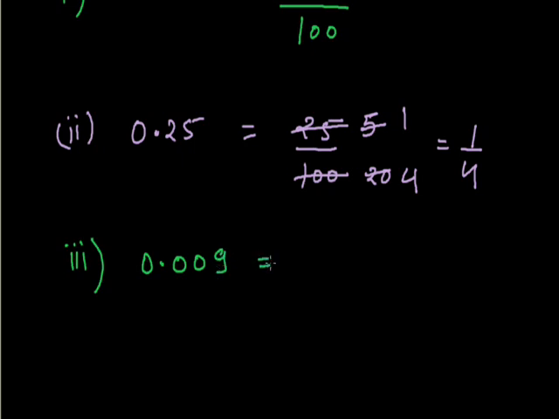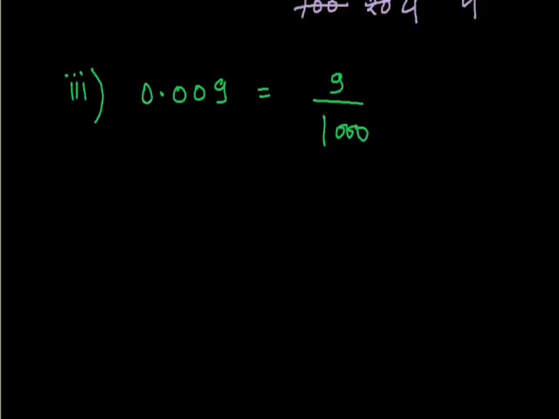Now if I have to represent 0.009, I will write 9, that is the number, and how many decimal places do I have? 1, 2 and 3. So I will put 3 zeros after 1 in the denominator. This is the fractional representation of 0.009.